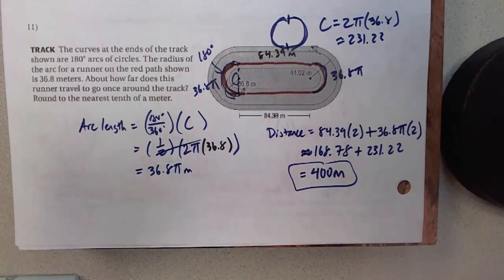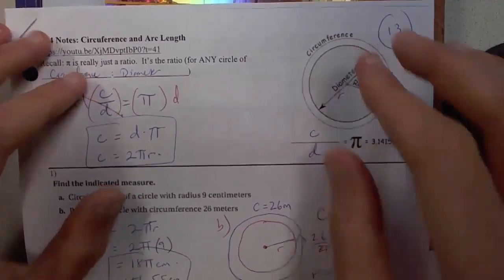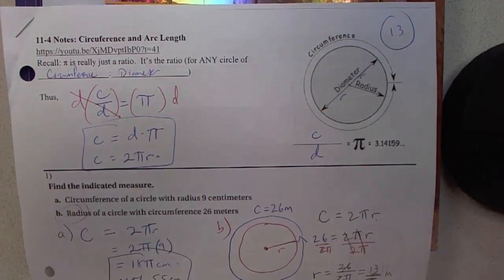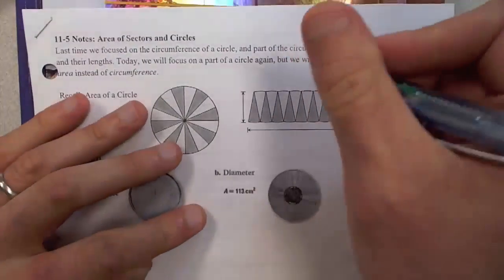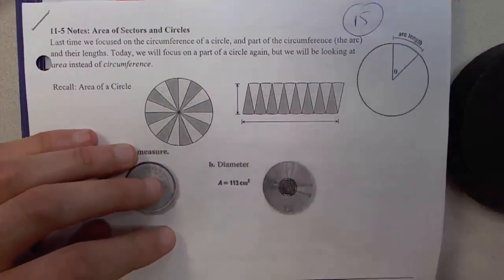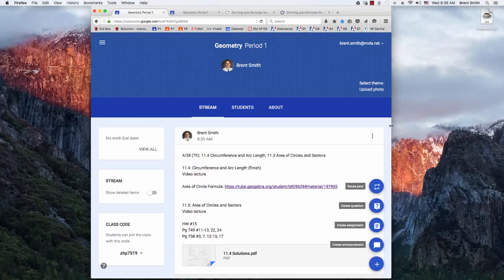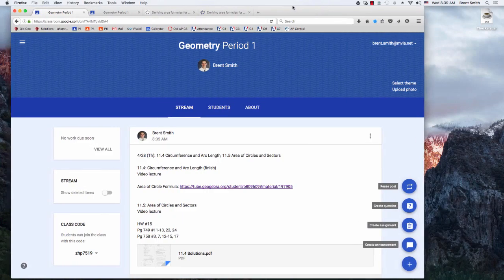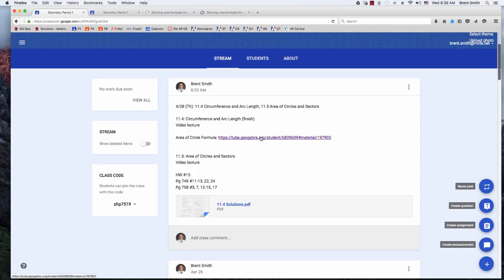Okay, so I'm going to transition us now. We talked about arc length and circumference. I want us to take out our notes for the next one, which is going to be page 15. Page 15. So let's go ahead and label this as page 15. Okay. So, as an intro to chapter 11.5, click on this area of circle formula link here.